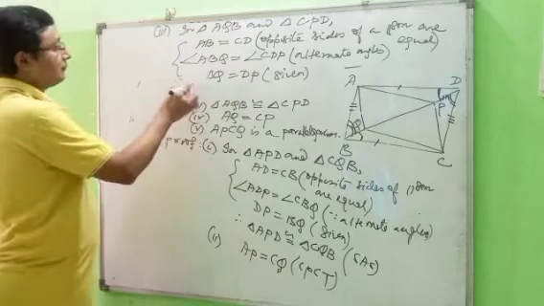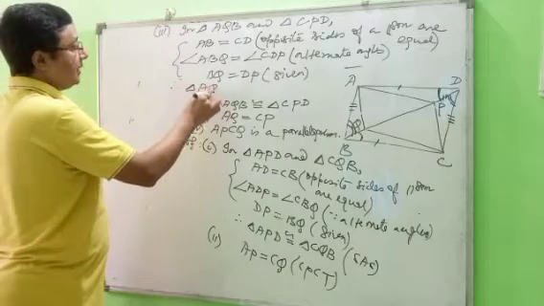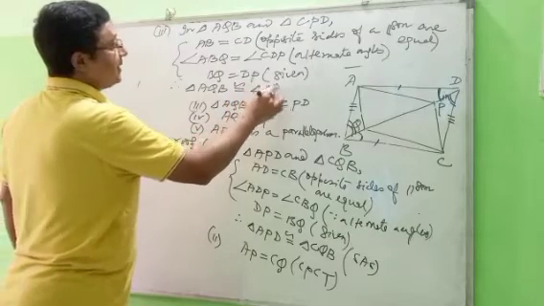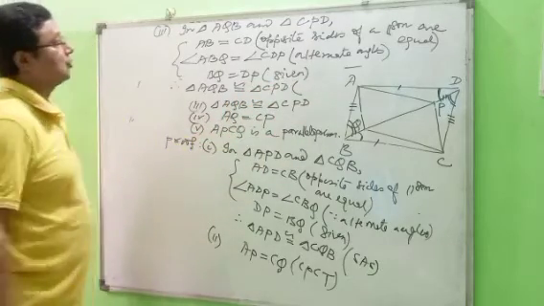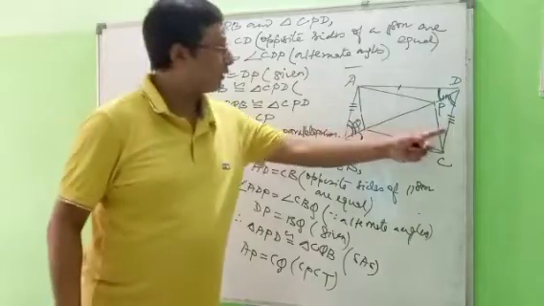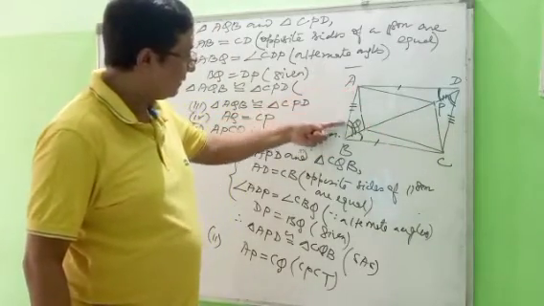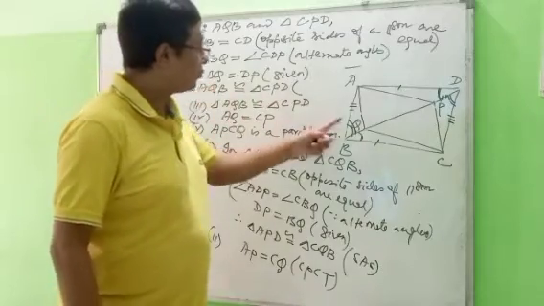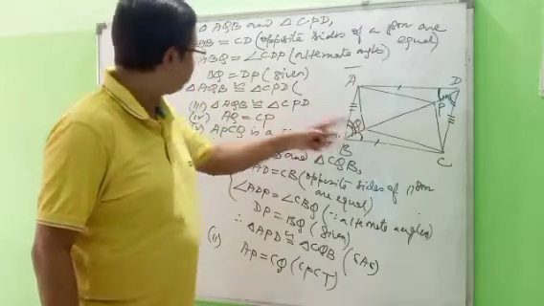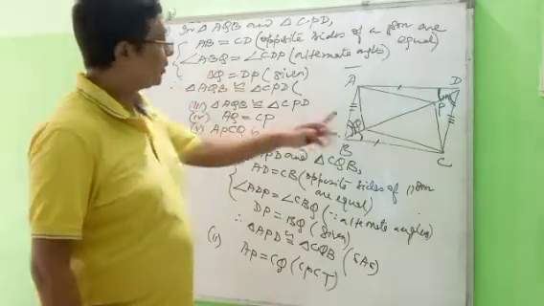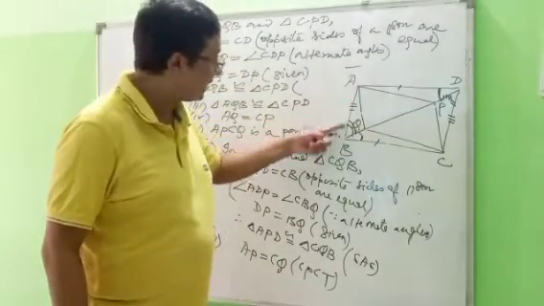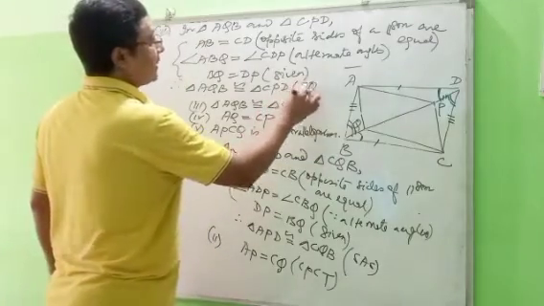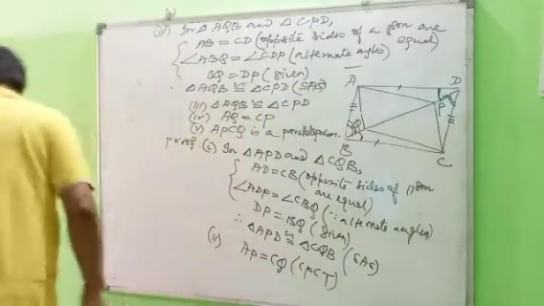Therefore, triangle AQB is congruent to triangle CPD. In these two triangles, you took the side AB, the side BQ, and the angle ABQ. So the two triangles are congruent by side, angle, side. By SAS, the triangles are congruent.